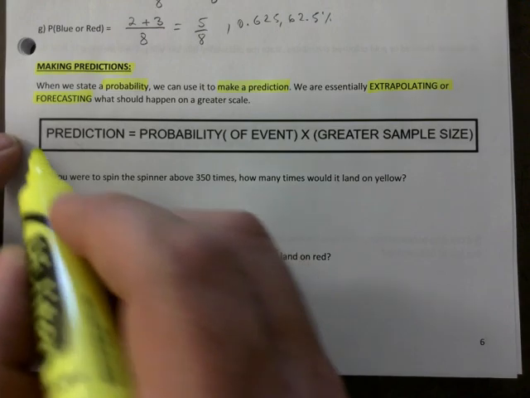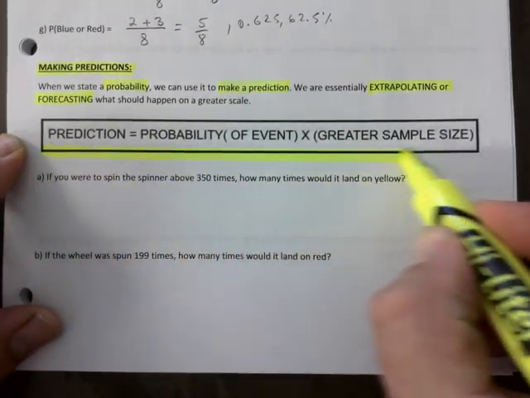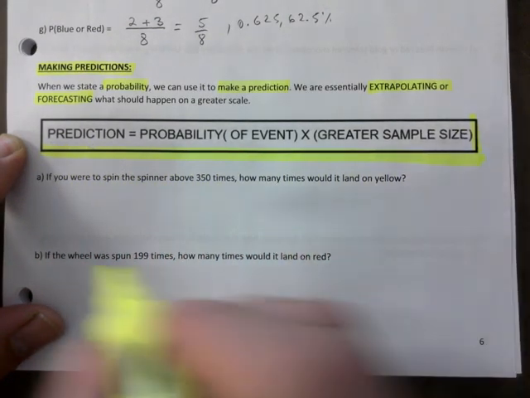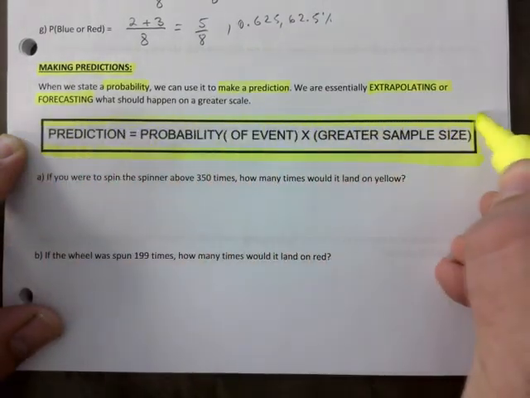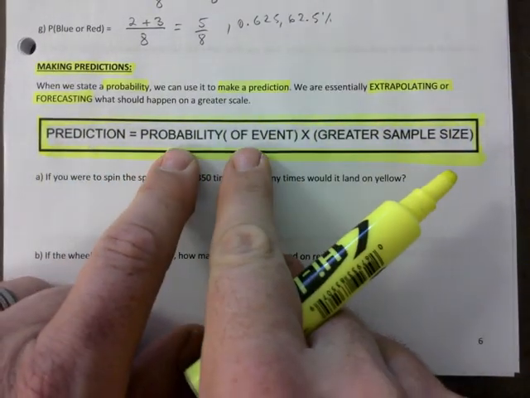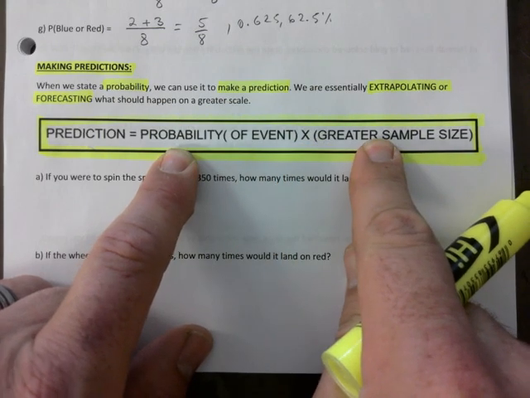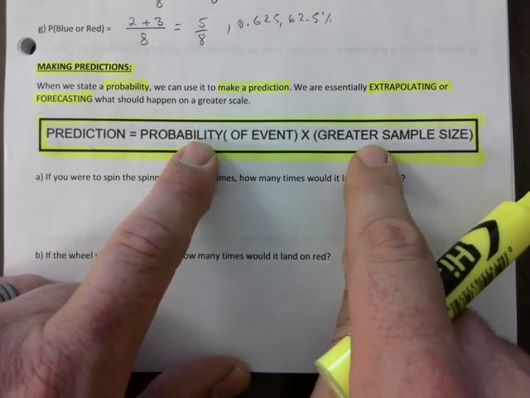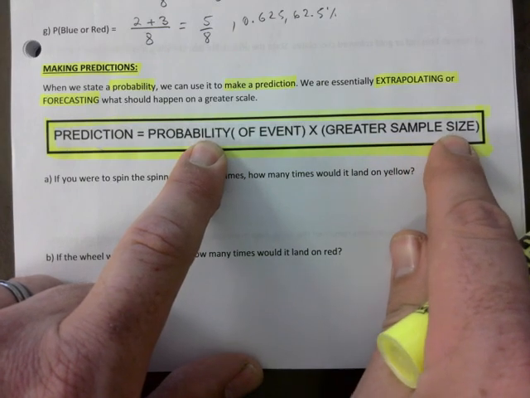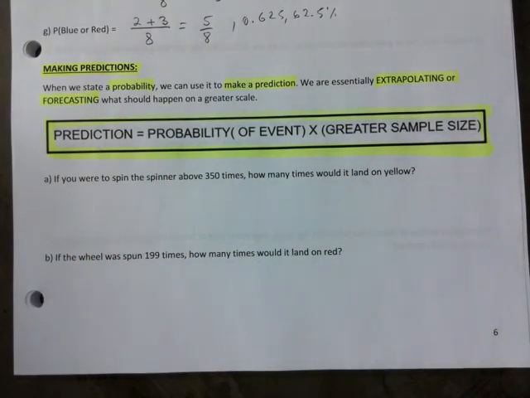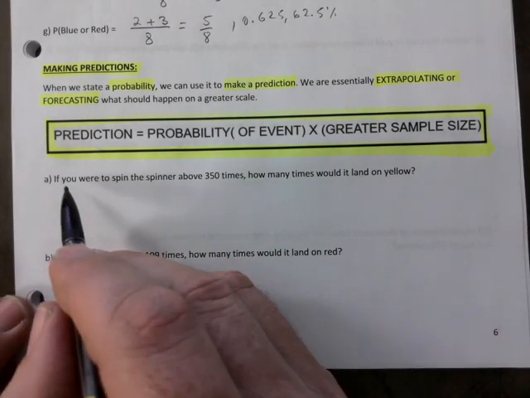And so this is something I would highlight. Prediction is really probability of the event times the greater sample size. That's how you do that. And a sample size is the amount of people or the amount of surveys you've done, the amount of rolls you've performed, the amount of times you spun the spinner. All of those things are a sample size when you collect it.